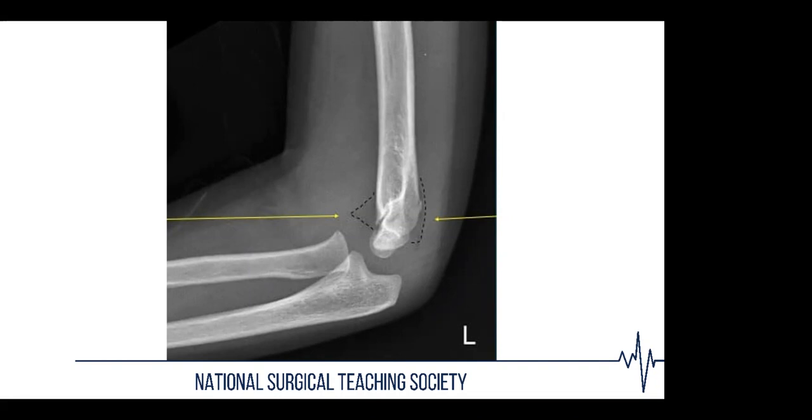It's also important to note that you may not actually see a fracture line, and the only clue may be that the fat pads are raised. And if that's the case, this is known as an occult fracture. So what you would need to do in that situation is discuss this with your senior registrar or consultant, and the patient may warrant further imaging depending on the clinical picture.